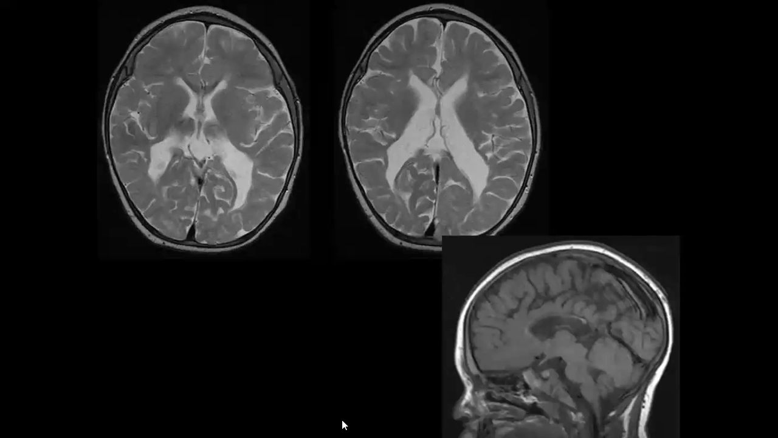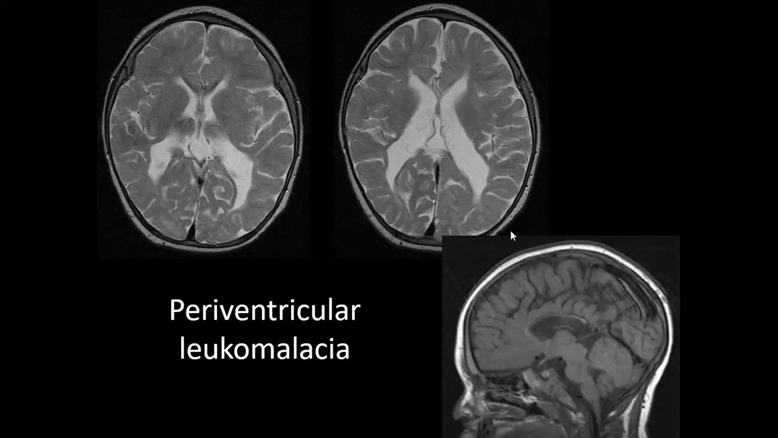Another thing, you should differentiate between hydrocephalus and periventricular leukomalacia. The ventricular system is dilated in periventricular leukomalacia, but it is an irregular dilatation. And you can find that the amount of white matter surrounding the ventricular system is much reduced.